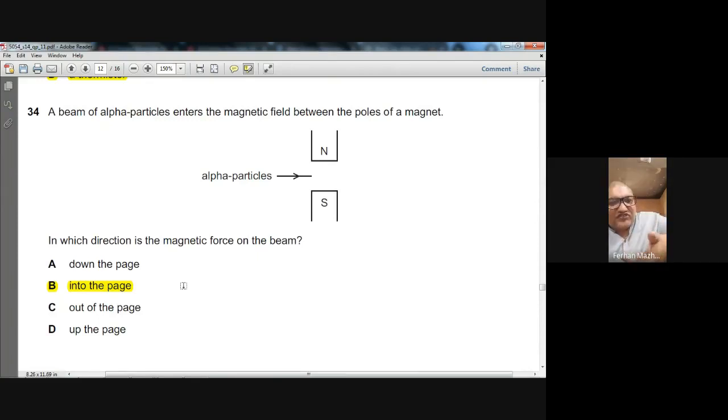I can show you once more. This is the magnetic field. The magnetic field is downward. The current is going from left to right. My thumb is pointing into the screen. So it means the force will be into the page. So B is the right choice, sir.